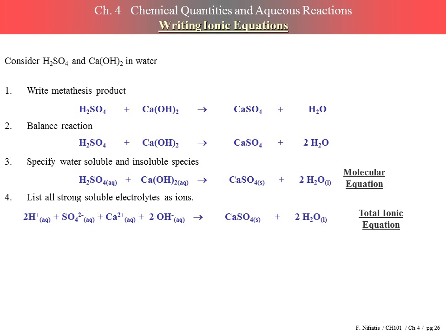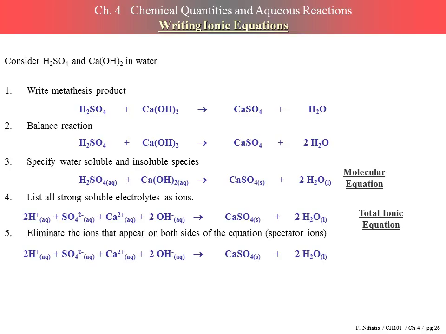The next one, we need to cancel the spectator ions. There are no spectator ions. In order to write the net ionic equation, we will need to delete any spectator ions. Here we do not have any spectator ions. As you can notice here in the products, we do not have any ions at all. So the net ionic equation and the total ionic equation is going to be exactly the same since we do not have spectator ions.